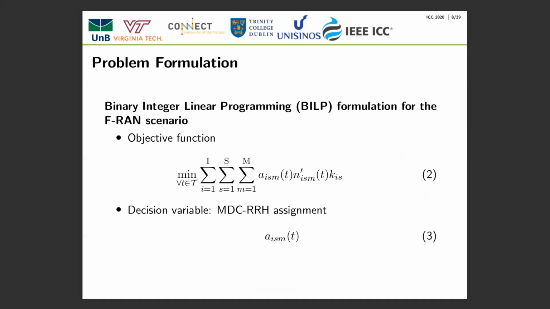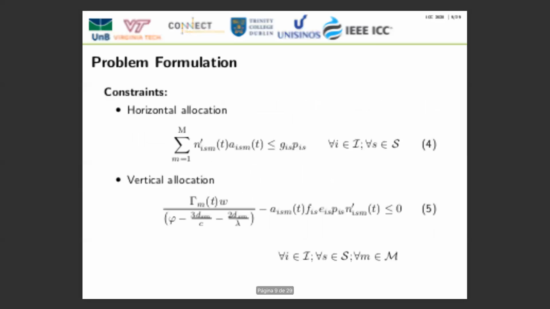In this work, we aim to optimize the operator's allocation decisions in order to minimize the cost by deciding how to best assign the RHs to MDCs. To do so, we formulate the problem as a binary integer linear programming problem, in which the objective function, equation 2, aims to minimize the sum of the system's vBBU allocation cost. This objective function is subject to 3 constraints.